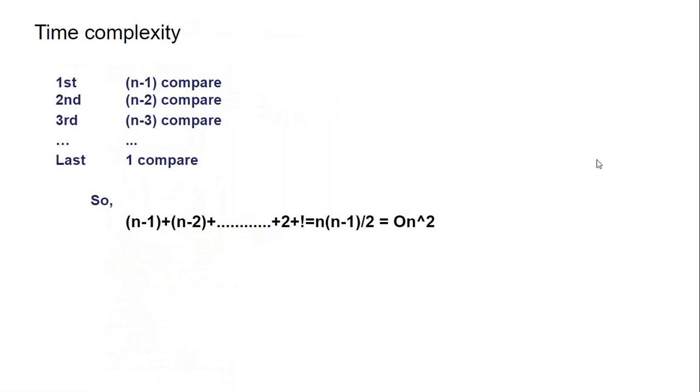Time complexity. When we apply the first pass, we compare n minus 1 times. In the second pass, we compare n minus 2 times, and in the third, n minus 3 times. So in the last pass we compare only one time. So using this formula, the time complexity of selection sort is big O(n square).